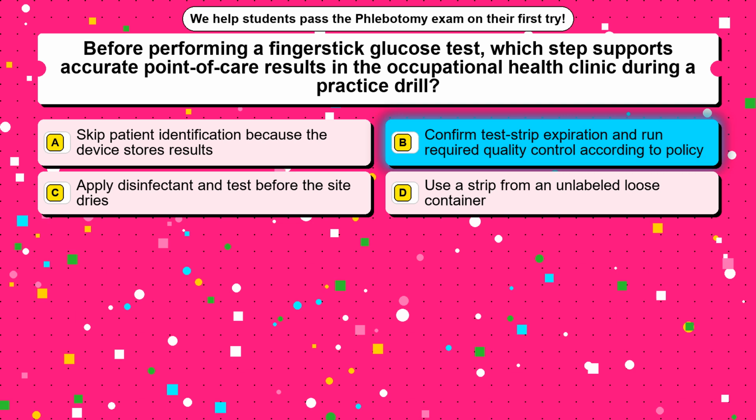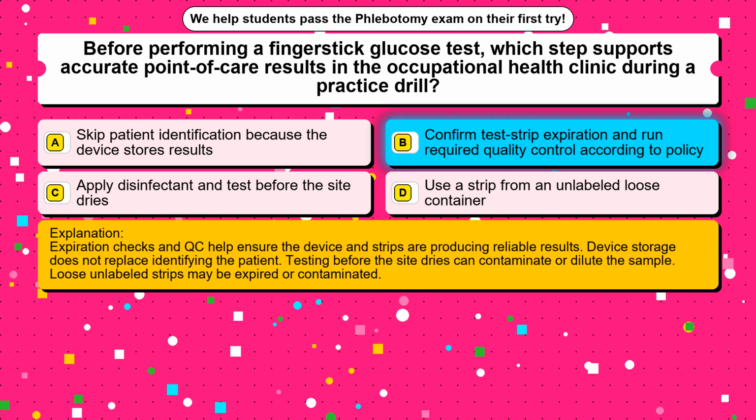The correct answer is option B. Confirm test strip expiration and run required quality control according to policy. Expiration checks and QC help ensure the device and strips are producing reliable results. Device storage does not replace identifying the patient. Testing before the site dries can contaminate or dilute the sample. Loose unlabeled strips may be expired or contaminated.